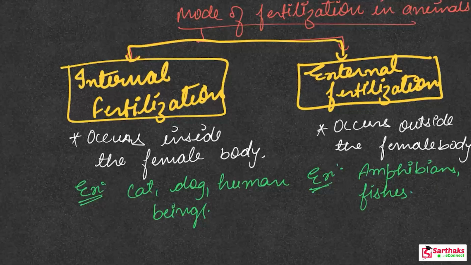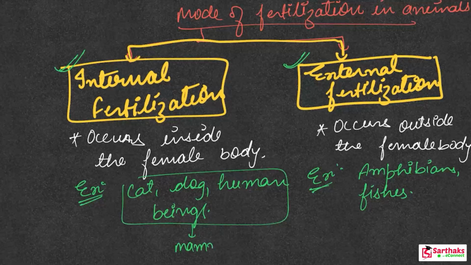Keep in mind that external fertilization occurs in amphibians and fishes, while internal fertilization occurs in all mammals, including human beings, as well as in birds and reptiles. Keep in mind that male animals always put their sperm inside the female animal's body. This is internal fertilization. One thing I want to tell you: fertilization always occurs in the female body, not in the male body. Clear?